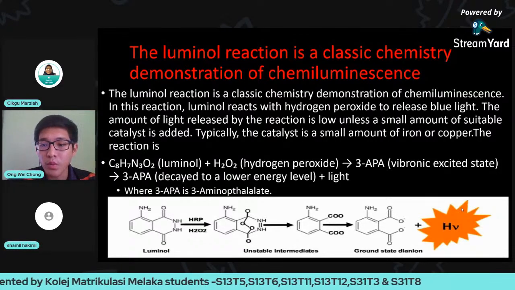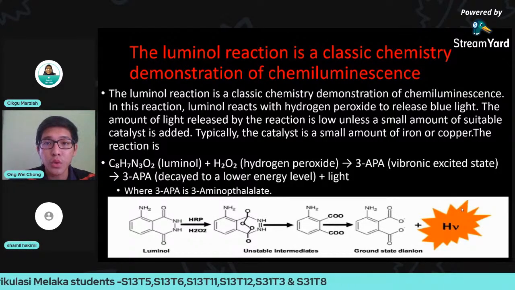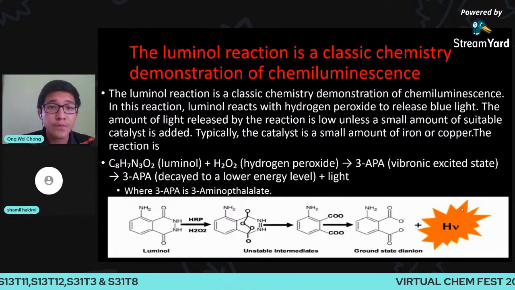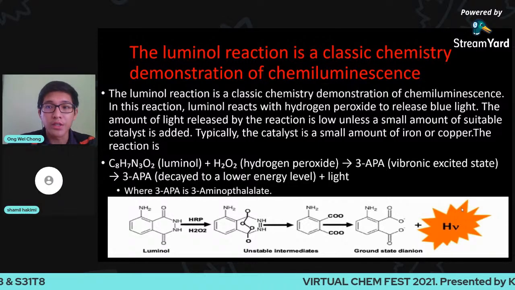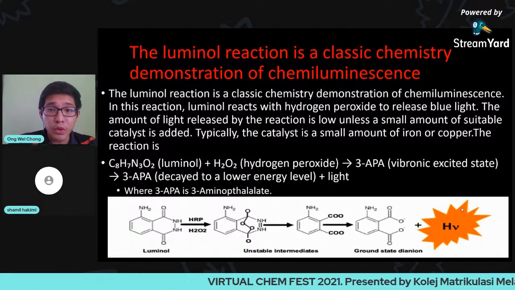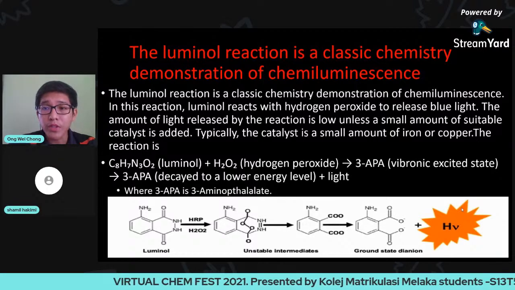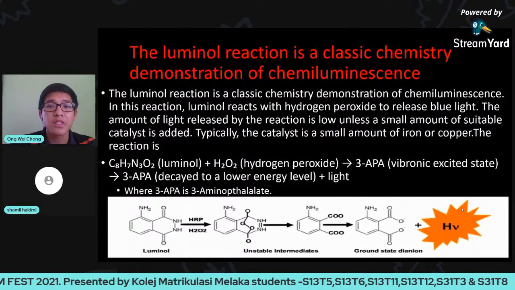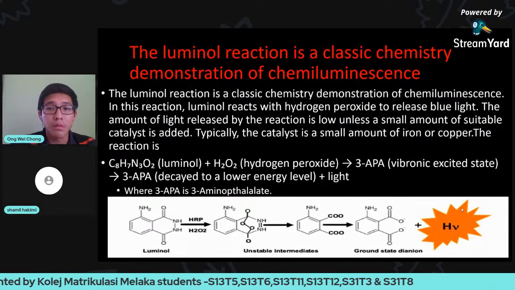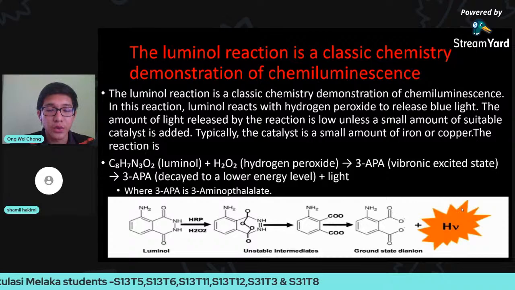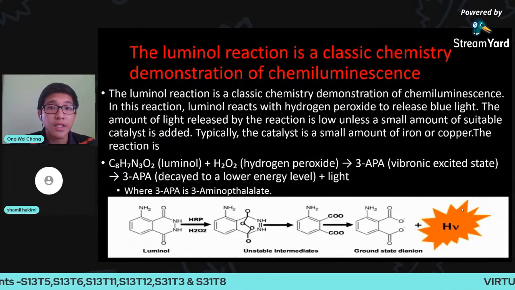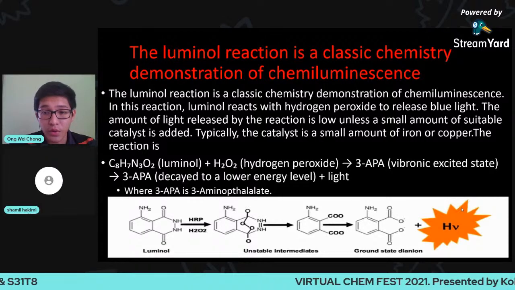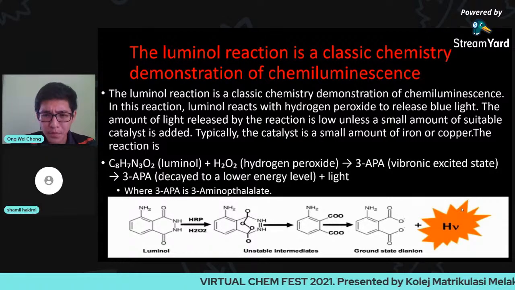One of the most common ways to show chemiluminescence in the laboratory is the luminol reaction. So what is the luminol reaction? Luminol reacts with hydrogen peroxide to release a blue light. The amount of light released by the reaction is low unless a small amount of suitable catalyst is added into the reaction. Typically the catalyst is a small amount of iron or copper. The reaction is as shown in the formula below.